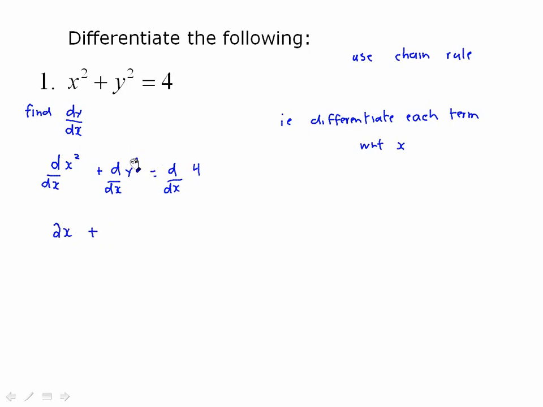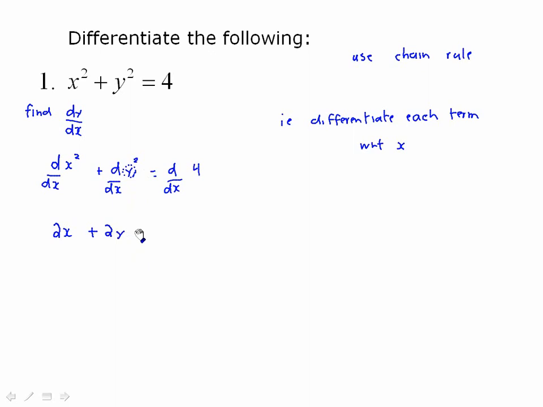The second term is a problem, because we're differentiating it with respect to x even though it's a y variable. So the chain rule comes in because this y represents an unknown function, basically. So to differentiate it, we do the chain rule, meaning that we go 2 and then y to the power of 1. But then we have to, as always with the chain rule, differentiate the inner.